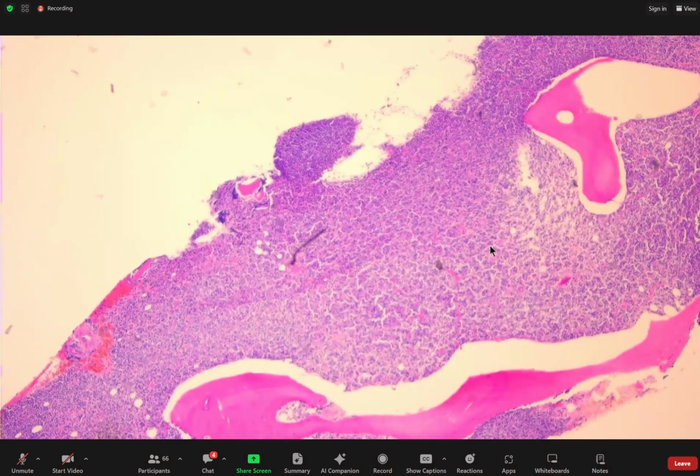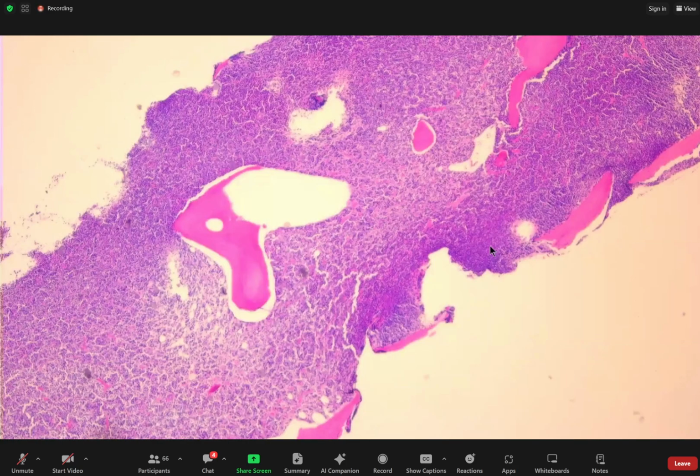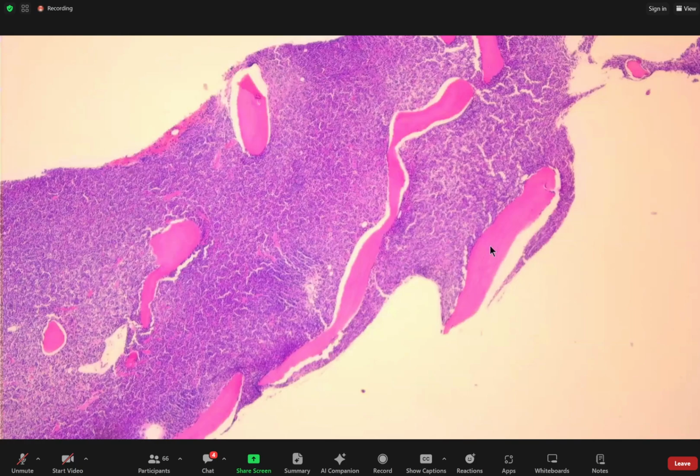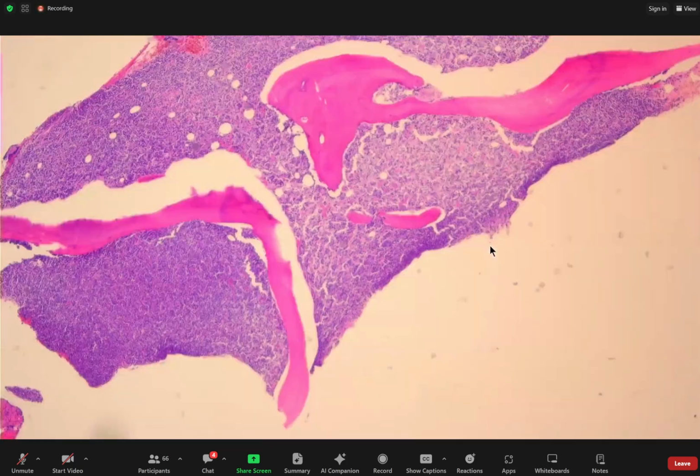This is the patient's trephine biopsy. The trephine biopsy is markedly hypercellular for age. The patient is 55 years old, whereas the cellularity here is almost 100% from one end to the other end.